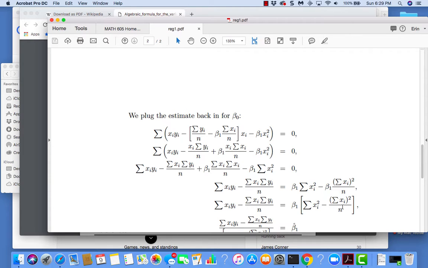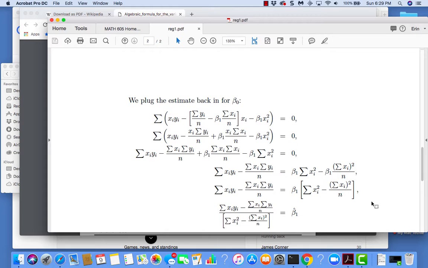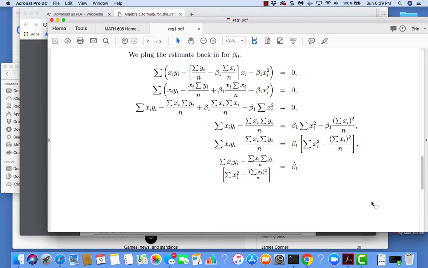Okay, and as I move to the next step, the left-hand side stays the same. The right-hand side, I just factored out my beta 1 from both terms. And then I solve for beta 1. So all I did is divide both sides through by this term. And there we have it.